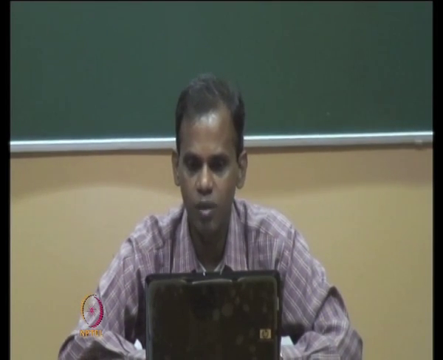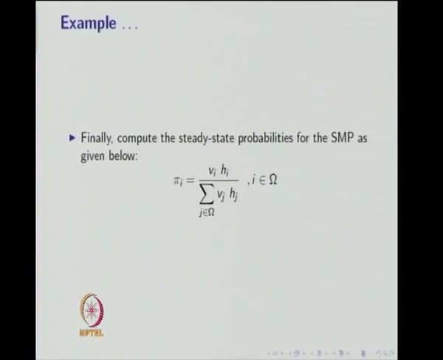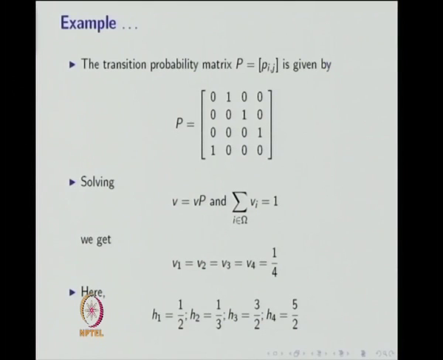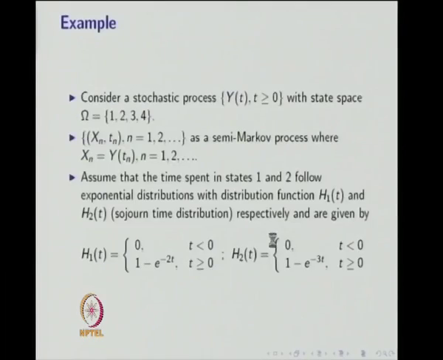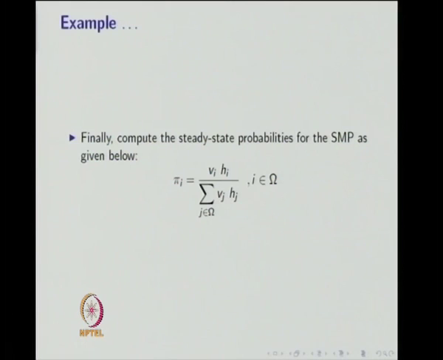Finally, compute the steady state probabilities of the semi Markov process using the V_i's and H_i's. The V_i's are 1 by 4, and the H_i's are H1 is 1 by 2, H2 is 1 by 3, H3 is 3 by 2, H4 is 5 by 2. You substitute the values in this equation to get the steady state probabilities of the semi Markov process.